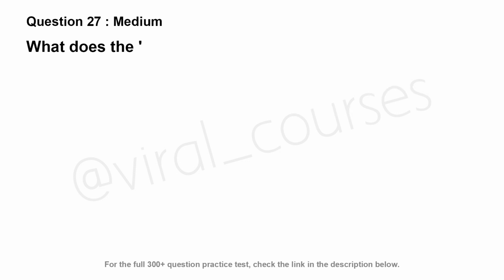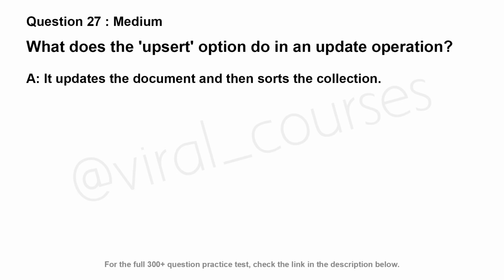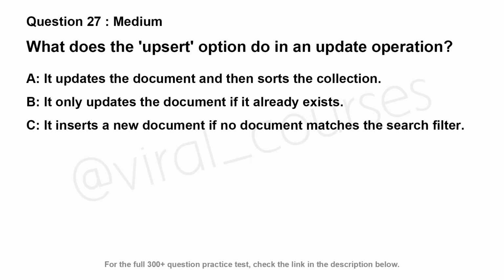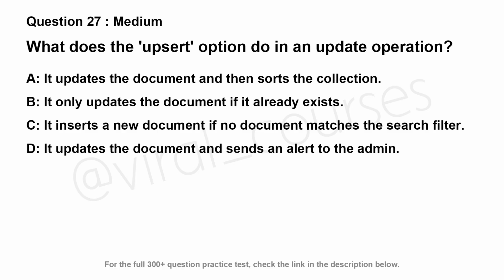What does the upsert option do in an update operation? Option A. It updates the document and then sorts the collection. Option B. It only updates the document if it already exists. Option C. It inserts a new document if no document matches the search filter. Option D. It updates the document and sends an alert to the admin.